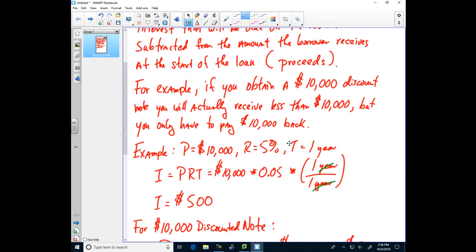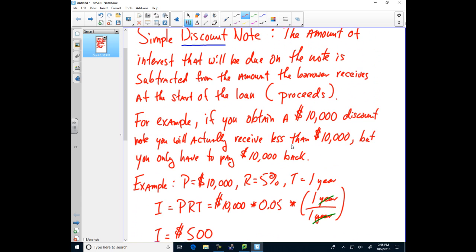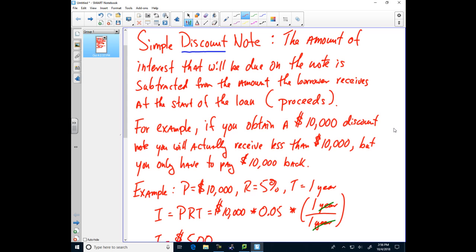Okay. Now, after we worked our example here, does this make any sense or more sense? The amount of the interest is subtracted from what you think you're borrowing. And that's called the proceeds. The good news is you pay back the amount of the note itself. You don't have to add any interest back in because that's already been taken care of.